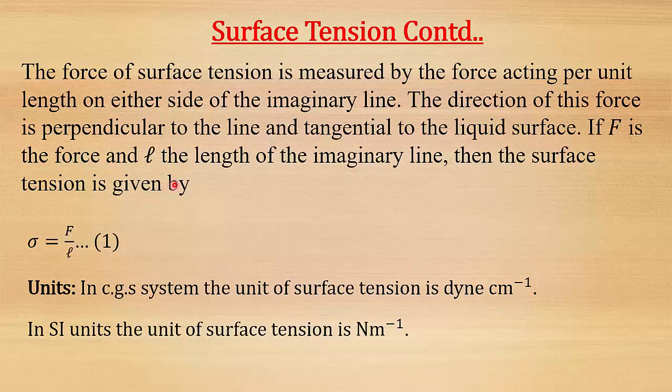If F is force, L is length of imaginary line, then surface tension is given by sigma equal to F by L. F is force, L is length, force per unit length, that gives surface tension. The CGS unit of surface tension is dyne per centimeter. SI unit is newton per meter.